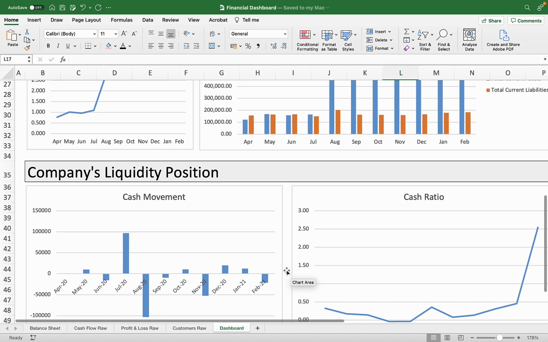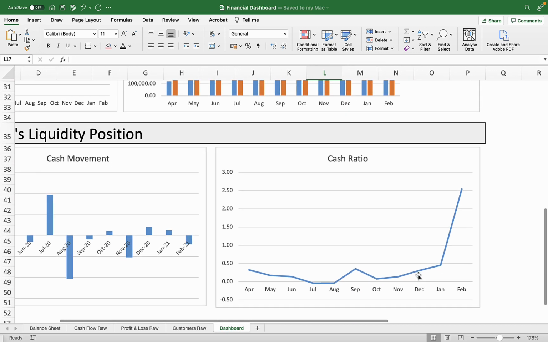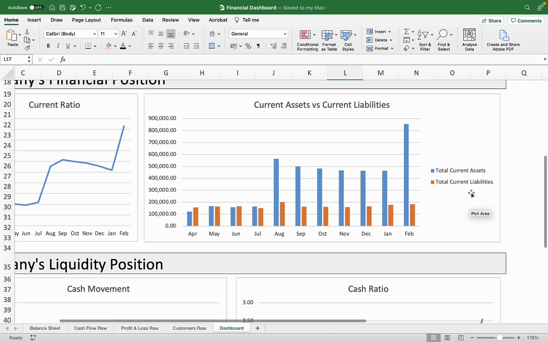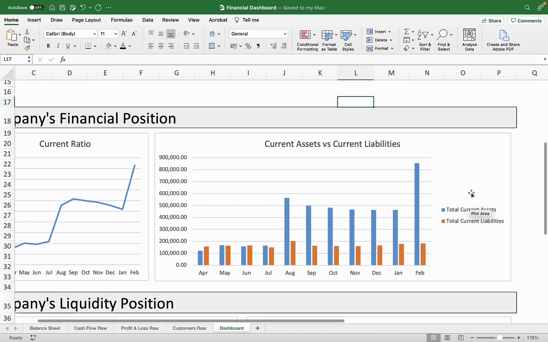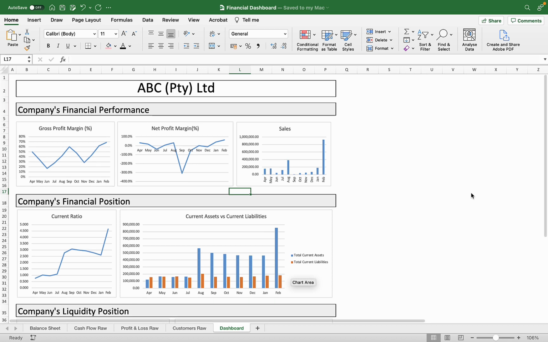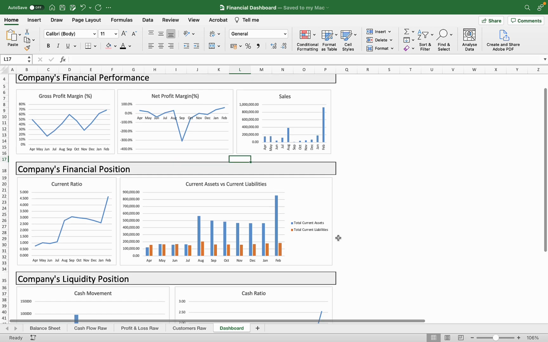And then we've got some liquidity, looking at our cash movements, and you can see that there's a massive spike over here when we have the huge amount of sales. These are the graphs that have all been put onto one so that we can have a look at this and see one snapshot of the company. Where does this data come from? It comes from the information that we've already accumulated.